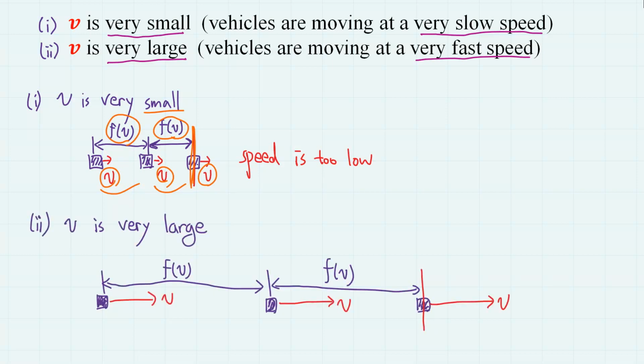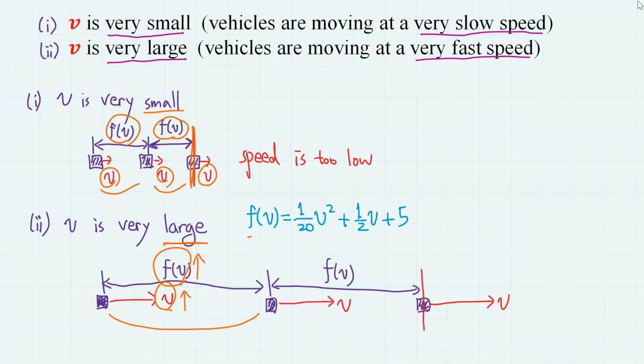On the other extreme, where the speed v is very large, now the traffic has a clear advantage in terms of speed. However, as v increases, the distance f(v) also increases, meaning that vehicles must maintain much longer distances between them. In fact, f(v) is given as a quadratic function of v, so the larger the speed v becomes, the impact on the distance f(v) must be much more severe.